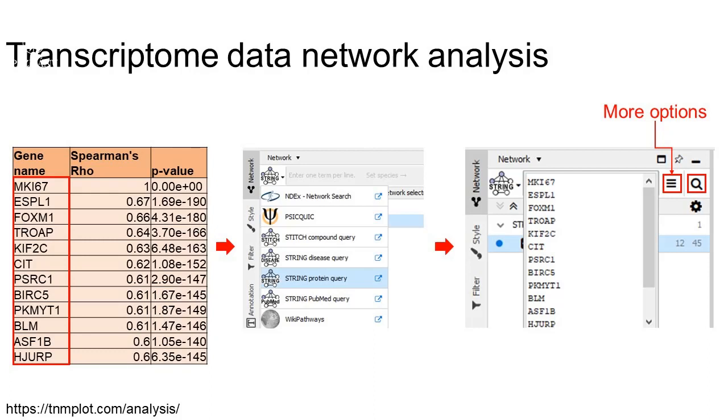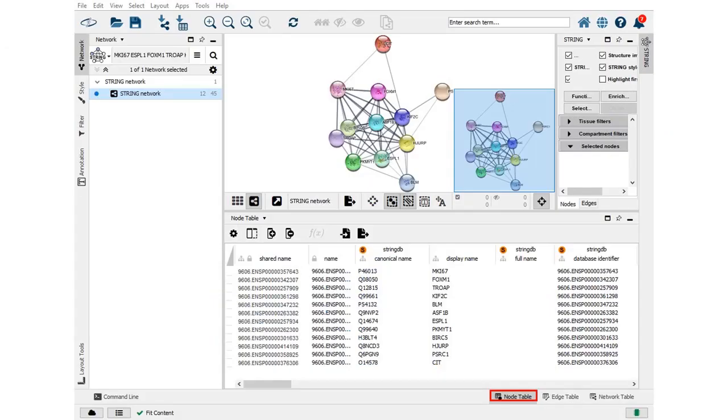Since the default settings are suitable for us, we are not going to change anything. After that, you can click on the Search button next to the More Options button. This is how the network connection of the proteins looks like in String Protein Database.